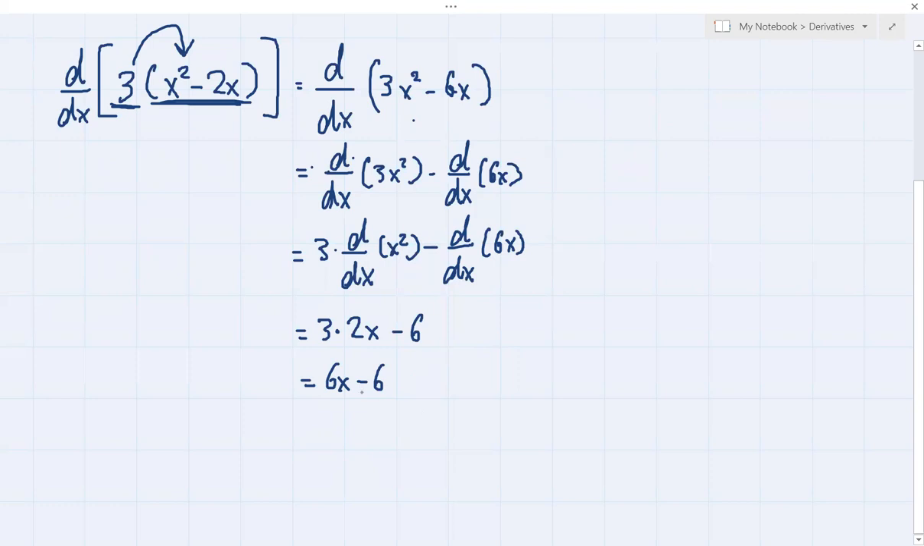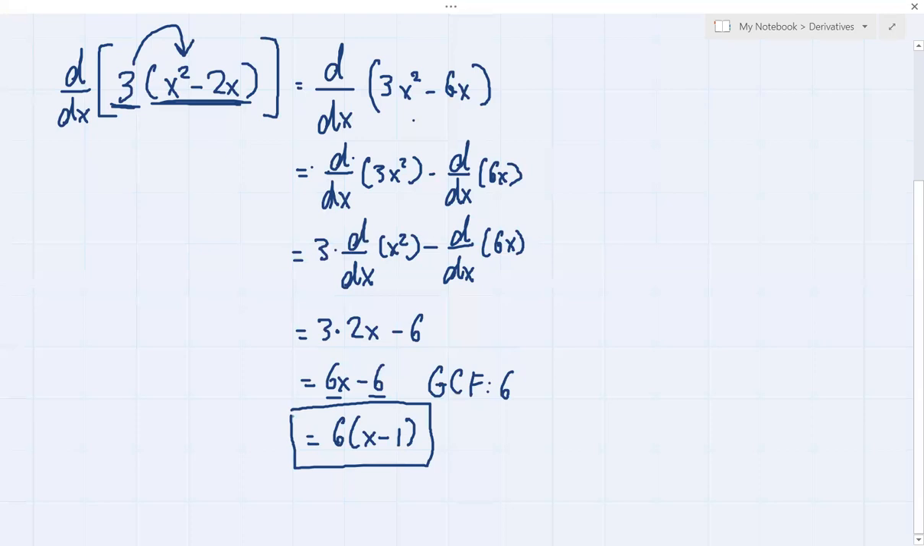Or we can simplify this one. 6x at saka si negative 6 are both divisible by 6. So, kumbaga, yung greatest common factor nito ay 6. So, we can factor out 6 here. So, magiging 6 times quantity x minus 1. O, finally, hindi na palagi 2. Yan, okay na. Okay?